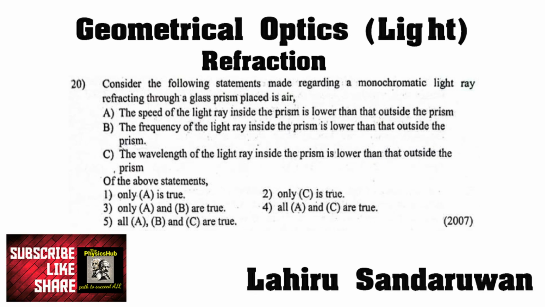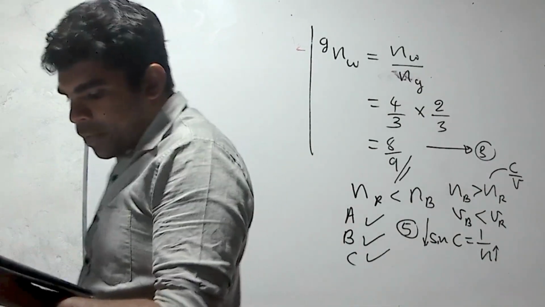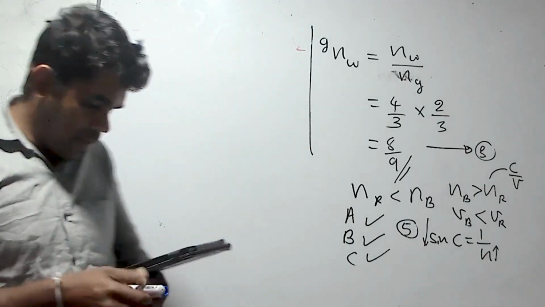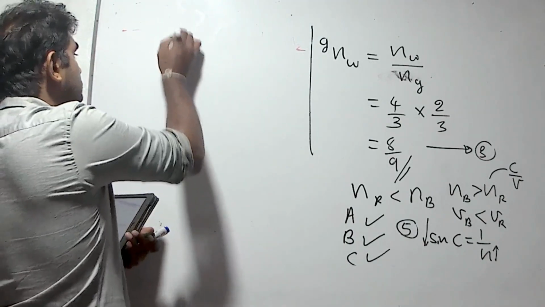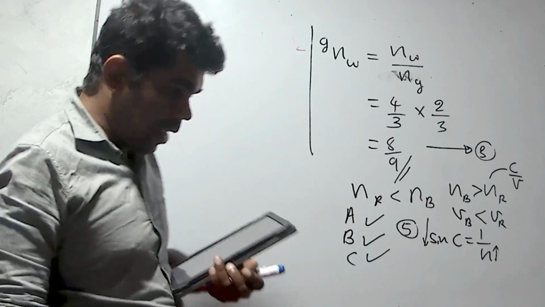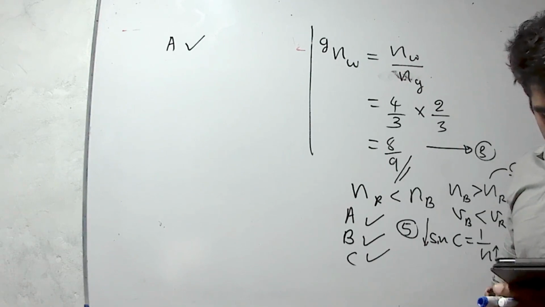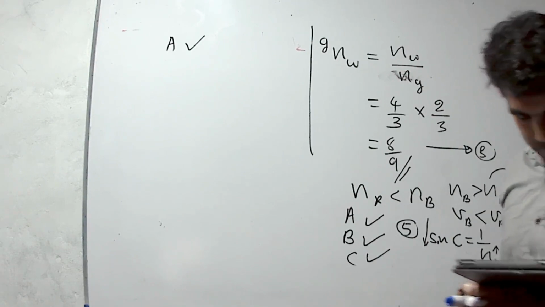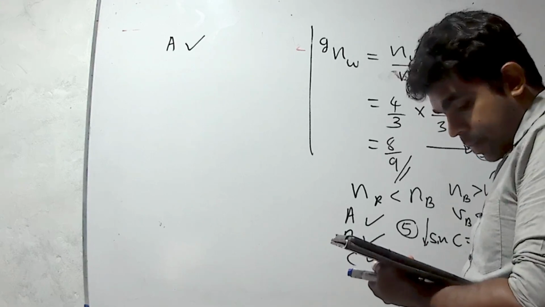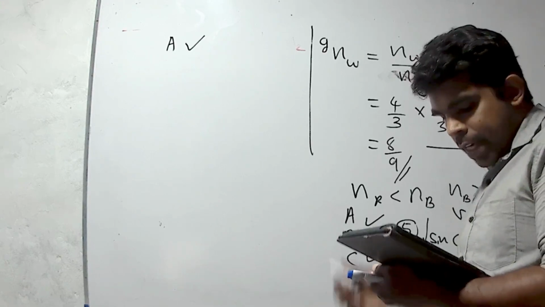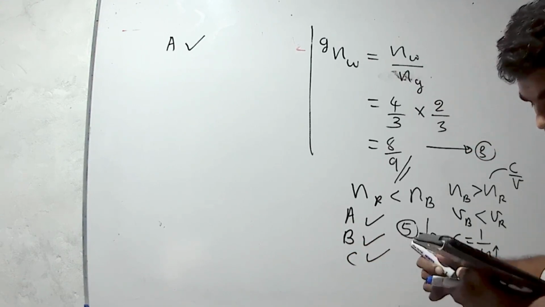Answer is 5. Consider the following statements made regarding a monochromatic light ray refracting through a glass prism placed in air. Part A. The speed of the light ray inside the prism is lower than outside the prism. Yes, it is correct. The denser medium is the glass medium. The rarer medium is air. Therefore, the speed of the light ray inside the prism is lower than in the outer medium.